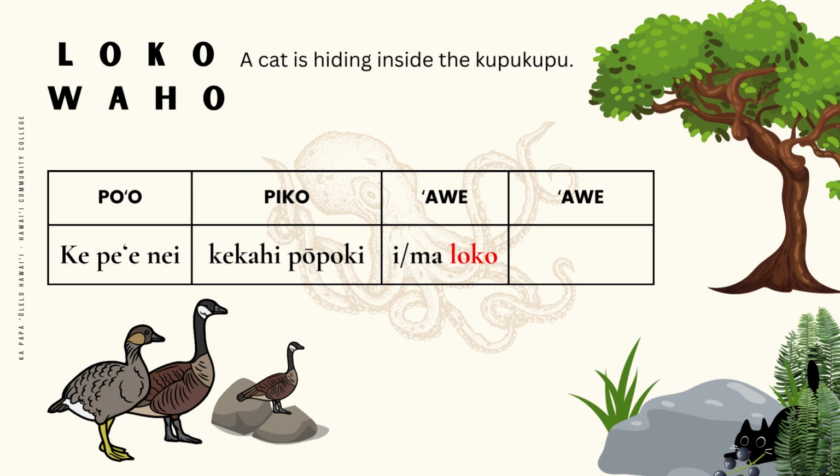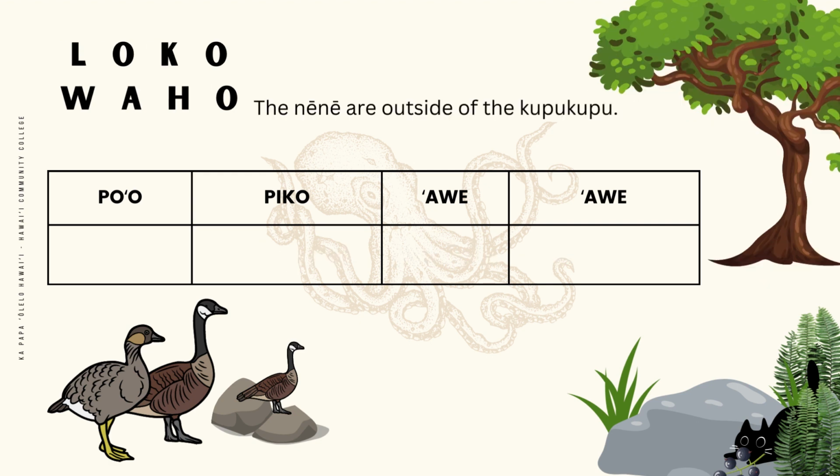A heaha ke kahi ave. And what is the next ave? The kupu-kupu, which we translate o ke kupu-kupu. Did that go by too fast? Let's look at each ave. Each ave begins with an ami, I or ma loko, and o ke kupu-kupu. A cat is hiding inside the kupu-kupu. Ke pe'enei ke kahi pōpoki, I loko ke kupu-kupu. Or ke pe'enei ke kahi pōpoki, ma loko o ke kupu-kupu.